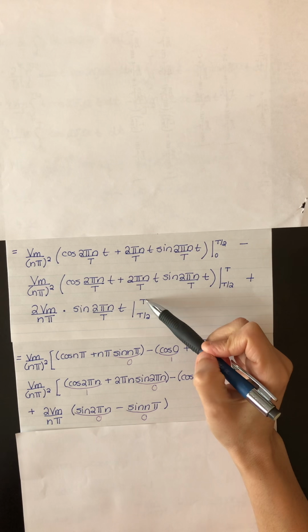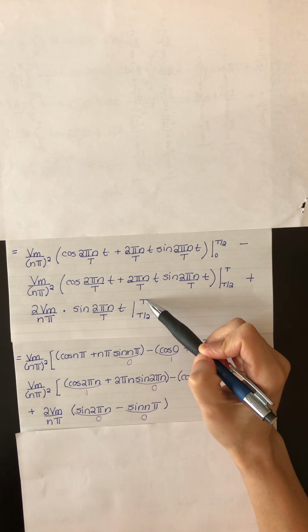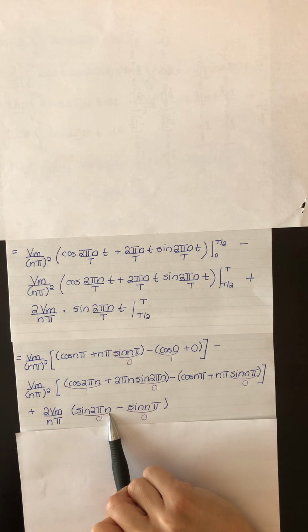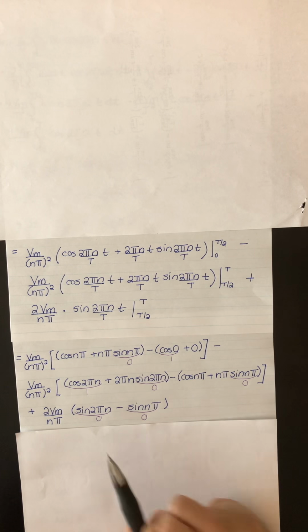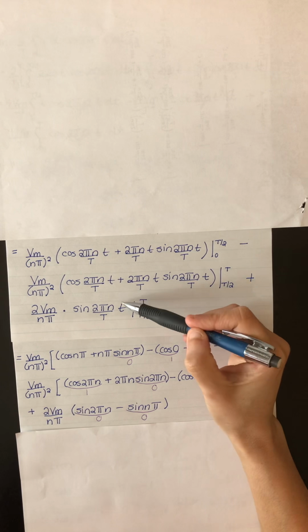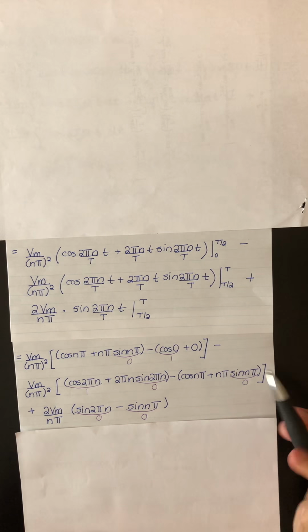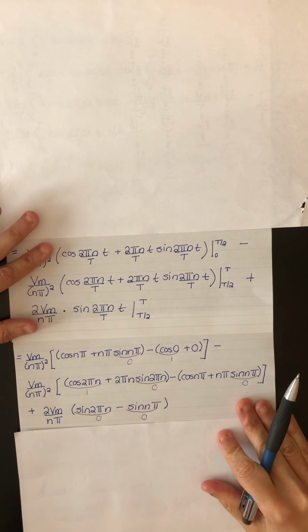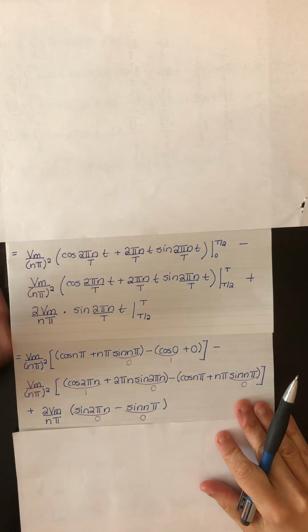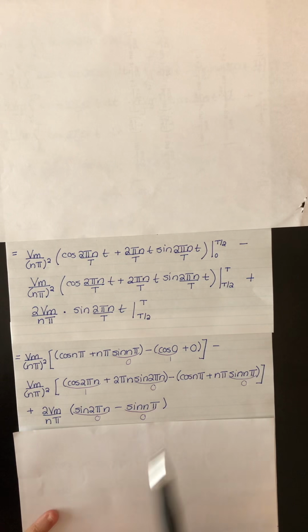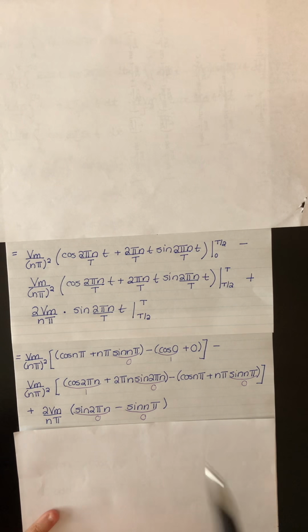Now in here, it's just a single term, not a binomial. First we substitute capital T, we get sine 2 pi n, subtraction. Then we substitute capital T over 2, we get sine n pi. So that was evaluating by doing upper limit minus lower limit. Now we go back and calculate what we can.